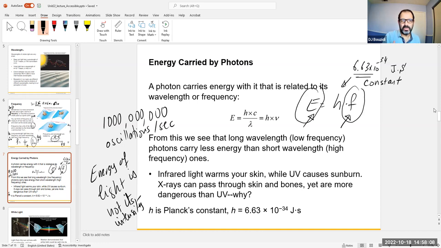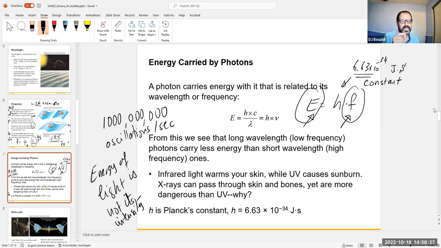In terms of energy, in terms of the photoelectric effect, for example, it doesn't matter. All that matters is the frequency. Are we talking about a very high frequency? We're talking about a low frequency. If the frequency of light does not exceed a certain threshold, you will never have the photoelectric effect.